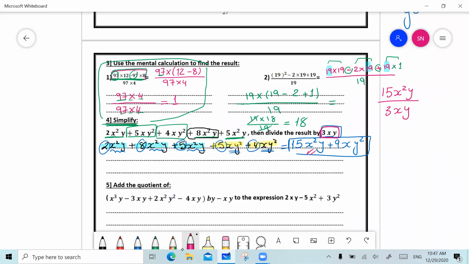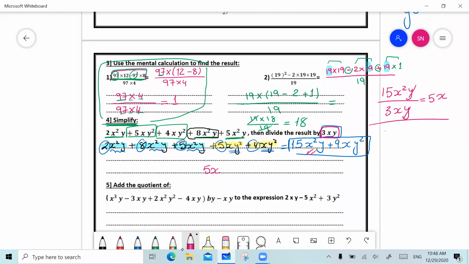Divide the coefficient, 15 divided by 3, this is equal to 5. X squared divided by x, this is equal to x. And y divided by y, they are canceled together. So I will have now my answer as 5x. This is the first term.